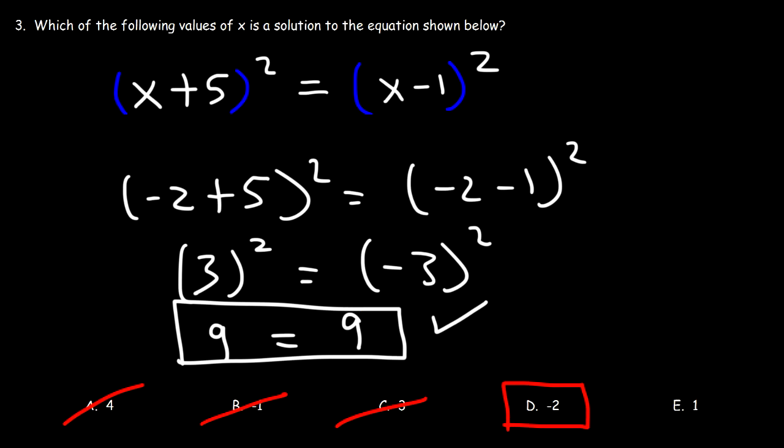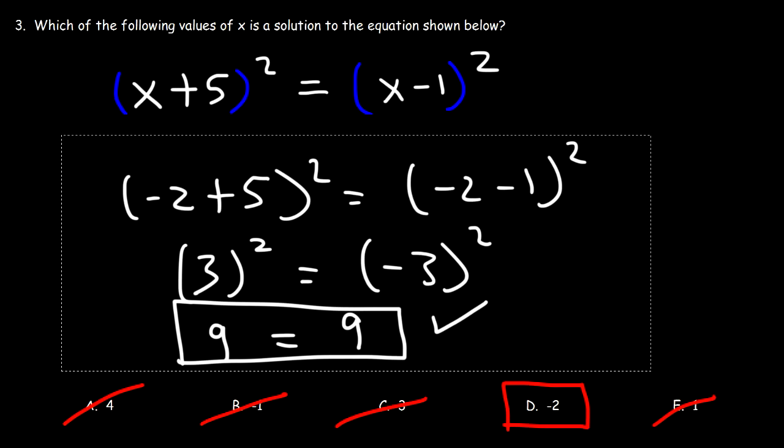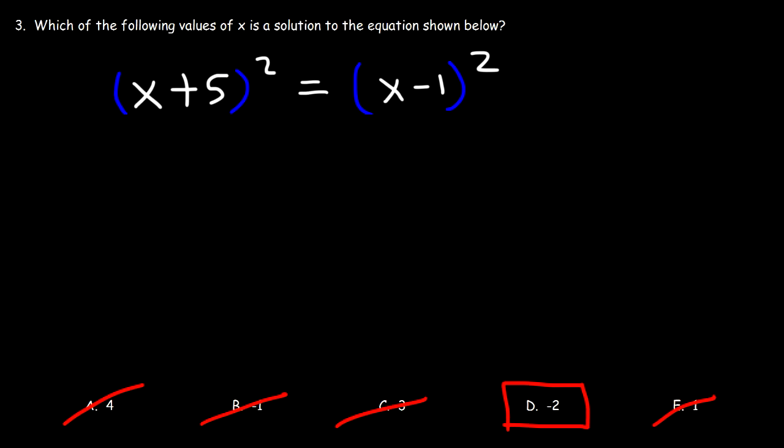So we don't need to check E, but if you want to, you could do a mental check. 1 plus 5 is 6. 1 minus 1 is 0. 6 squared doesn't equal 0 squared, so E can be eliminated as well. So that's how you can quickly get the answer, simply by plugging in the answer choices and seeing which one works. Now, in case this is a free response question, let's try doing it the long way.